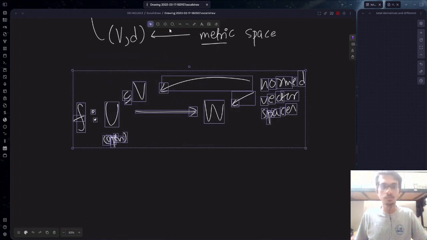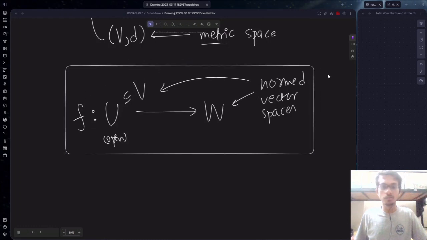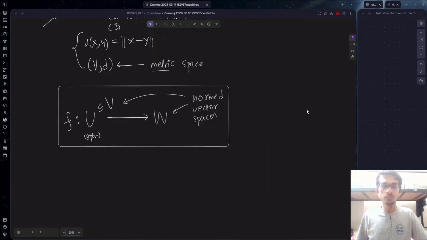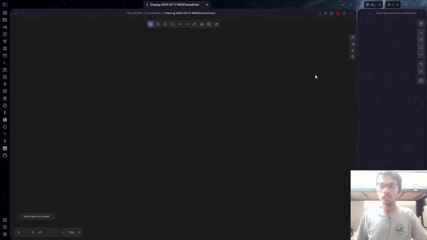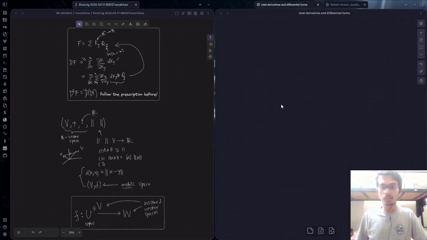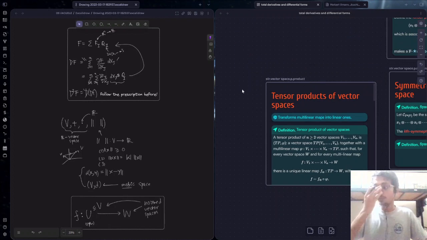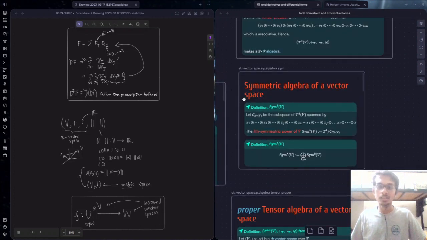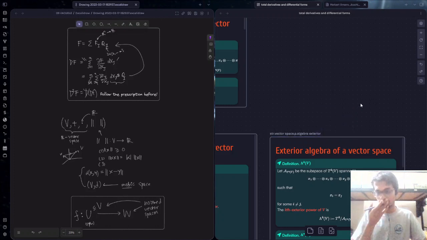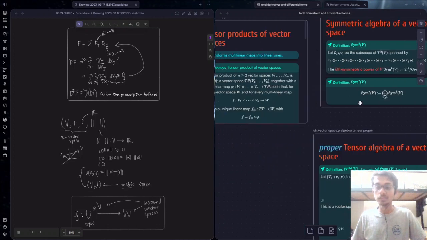Why generalize? Okay, but to do all that, we have to work with some prerequisites, which I also will explain. The idea is we have to do the tensor algebra of a vector space, the symmetric algebra, which comes out of the tensor algebra, and the alternating algebra, the algebra of alternating elements, which is also known as the exterior algebra of a vector space.